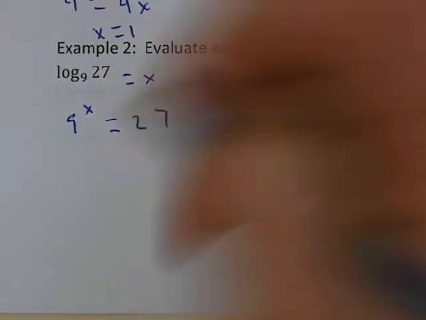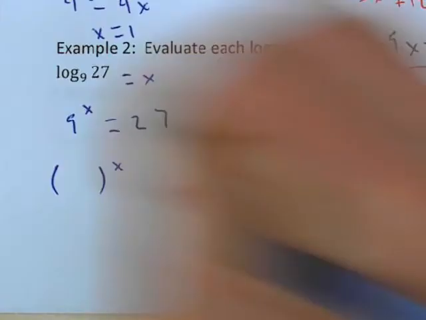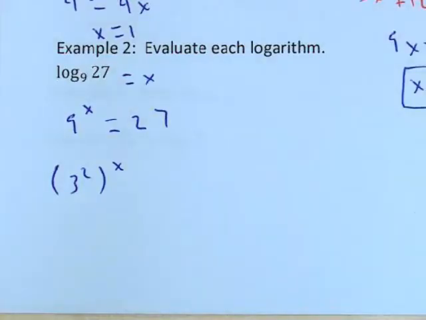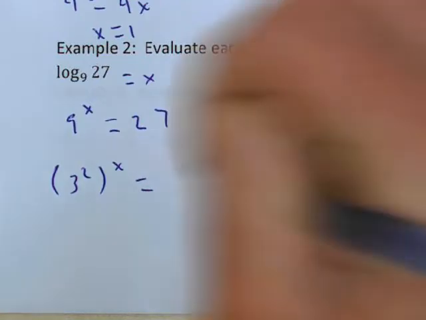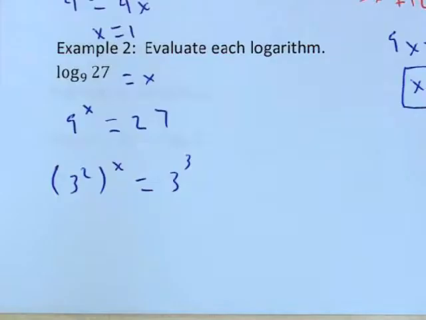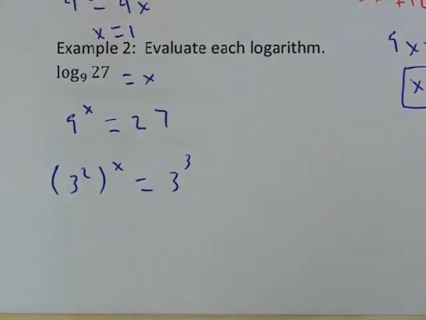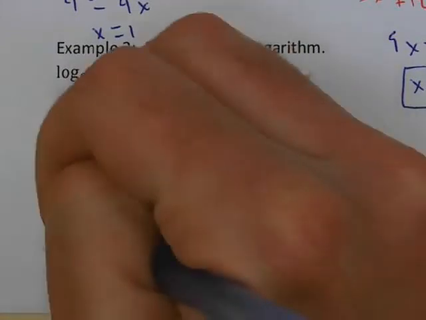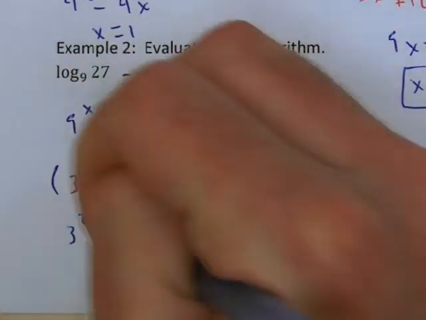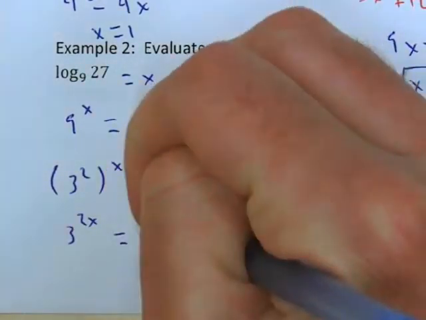Well, 3. So then instead of 9 to the x, I want to write 9 as 3 squared to the x. And then instead of 27, I want to write that as 3 to the third. Okay, so again, it's just manipulating those numbers, writing something with the same value, but making it look different. Okay, this is going to give me 3 to the 2x equals 3 to the third.